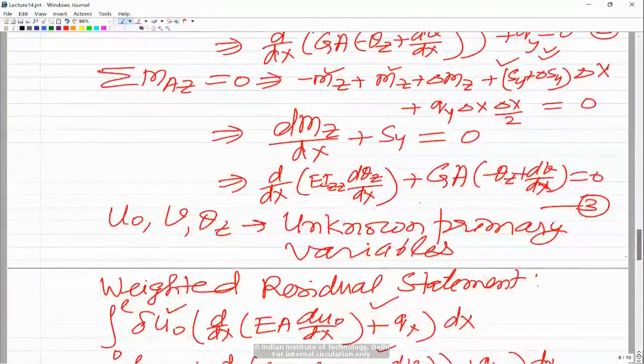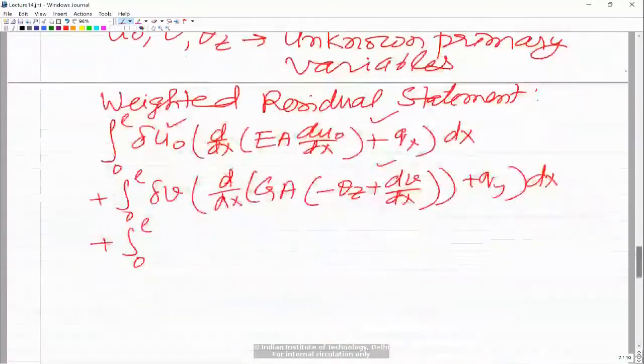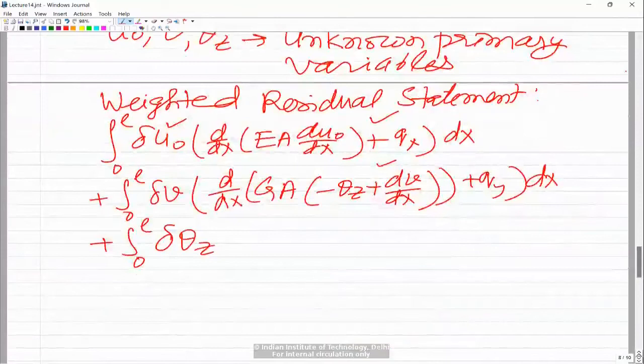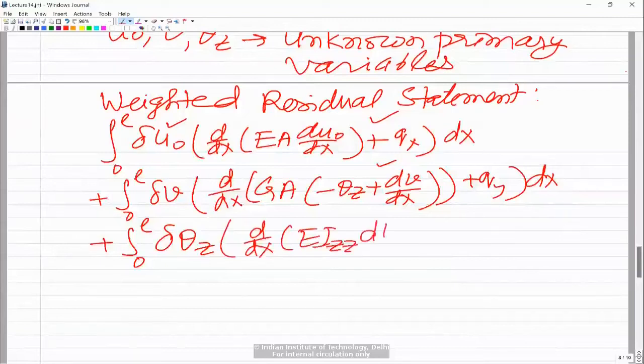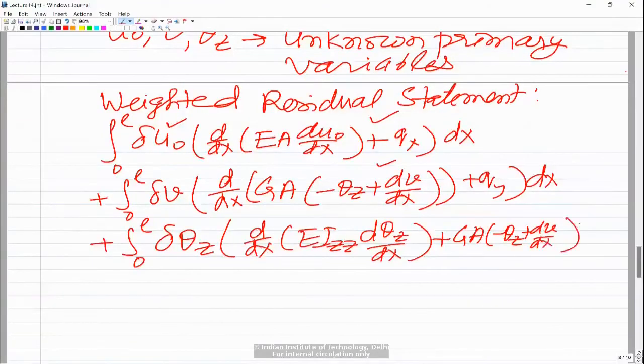And then the third equation, if you look at this equation, it comes from the moment of all the forces about the z axis. So we multiply this by delta theta z, that is the virtual change in theta z, which is the rotation. So moment into rotation again gives you the work done, and that is why we are multiplying it by that. So w3 we are taking as delta theta z. So we will have delta theta z over here, and then we have the differential equation d by dx of EIzz into d theta z by dx, plus we have GA into minus theta z plus dv by dx, and this whole thing multiplied by dx.